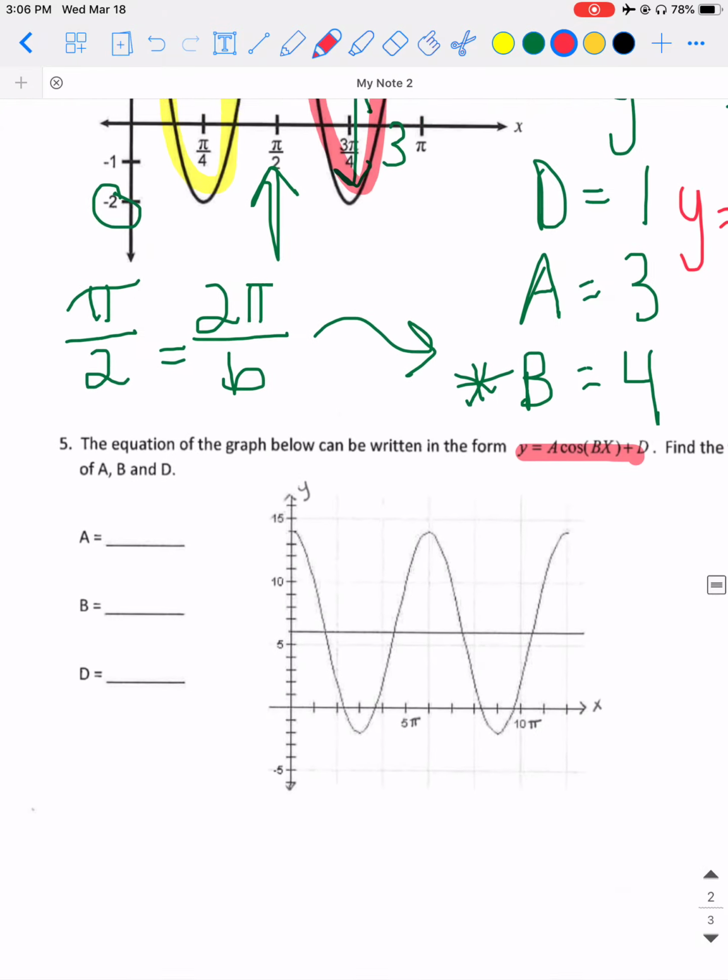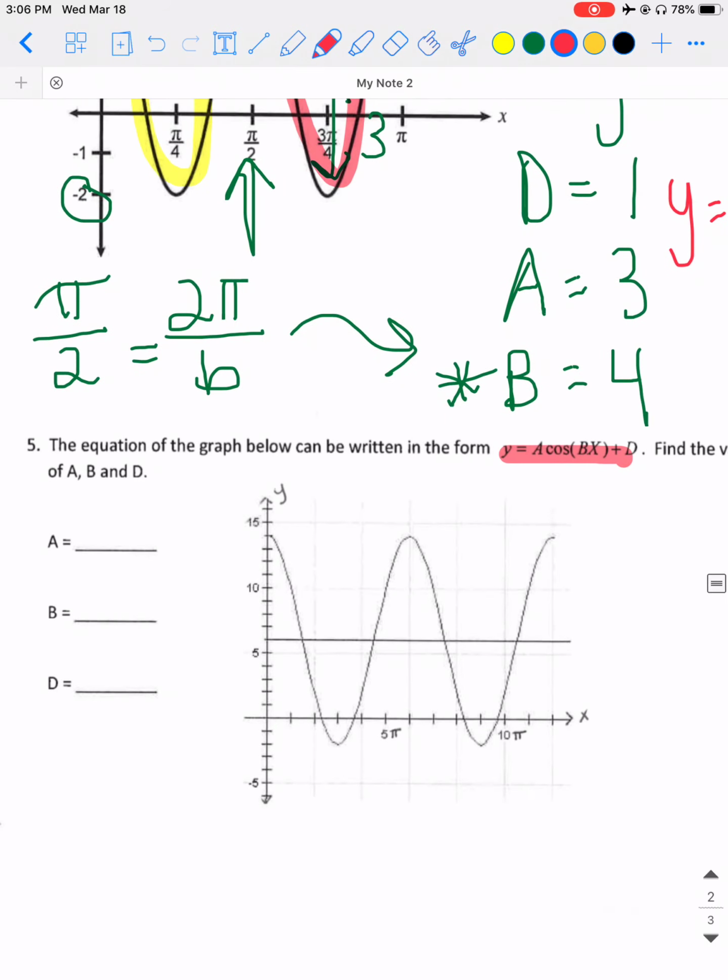And this last one, same idea. This one's a little nicer because they actually drew the midline in for you, it looks like. So I want to determine how high up I'm going and how far down I'm going. You could count your boxes. It looks like it's going from 6 to 14, so that would be 8. And I could double check going down. 1, 2, 3, 4, 5, 6, 7, 8. So I have my amplitude is equal to 8. And they gave me a midline of 6.